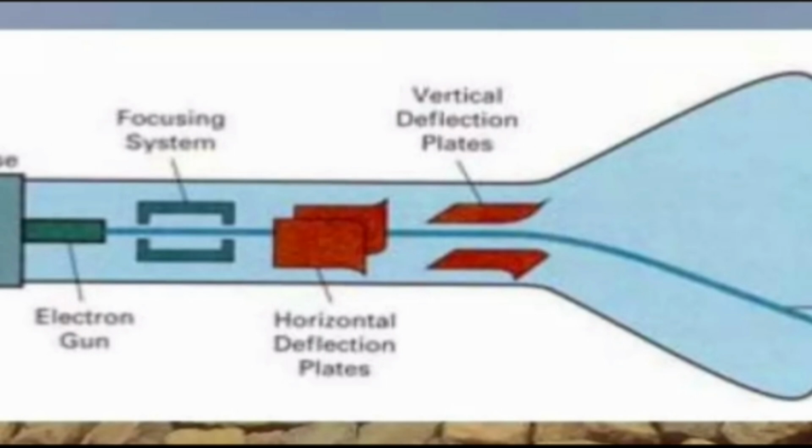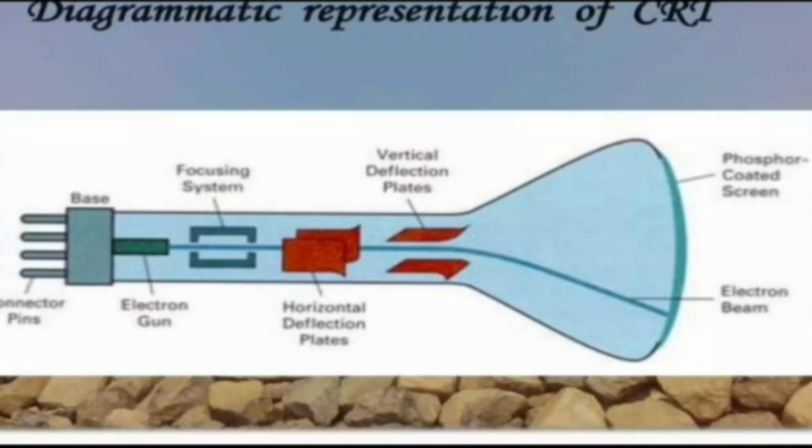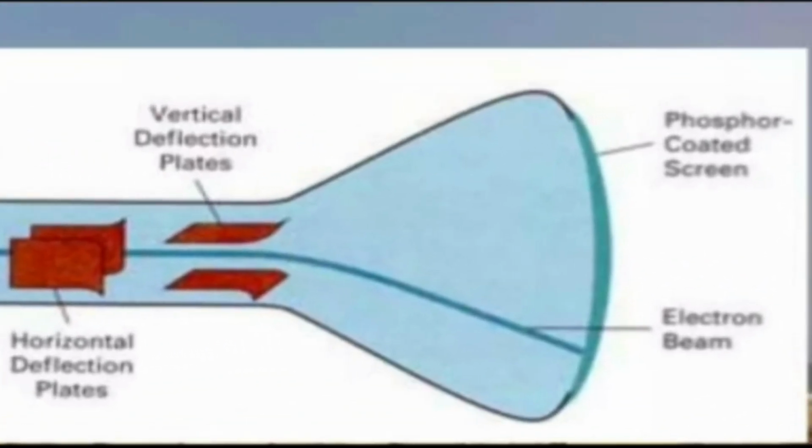Okay, so now you can see the blue line, that is the line of the electron beam, and it just focuses on the phosphor coated screen. When it is focused on the phosphor coated screen, it glows, it is on. That means it gives the light energy. So this is how the electron beam works.